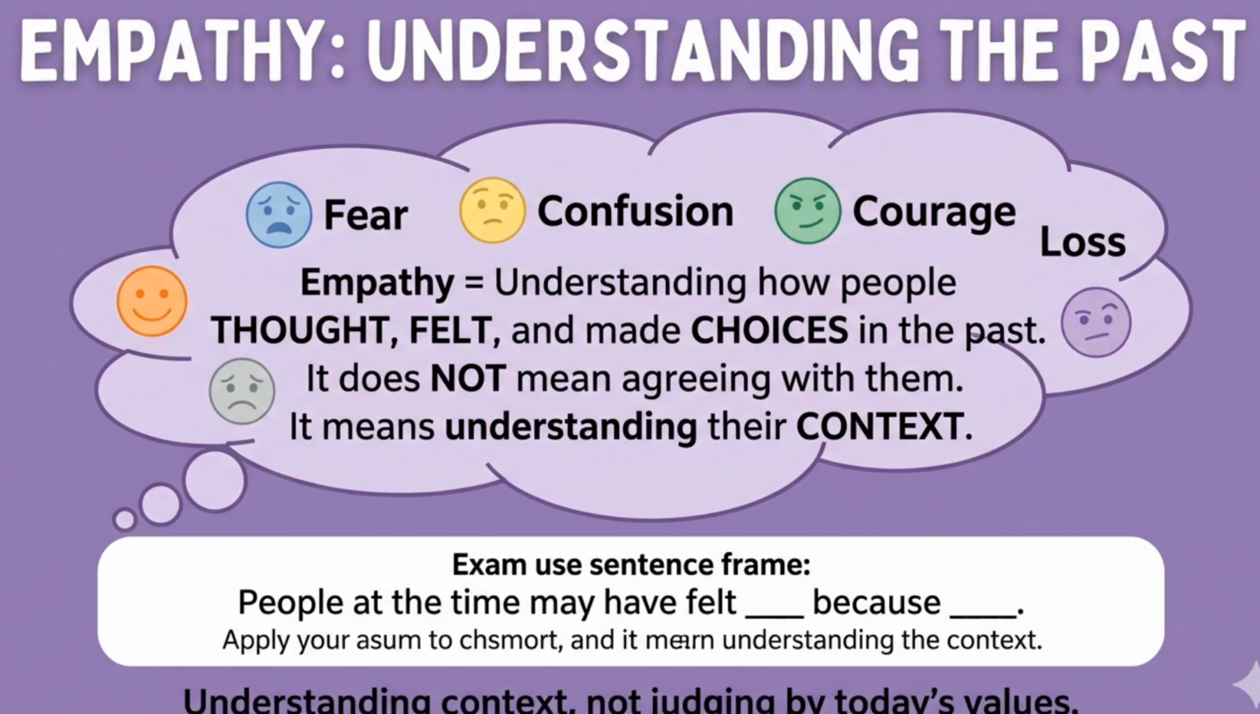People living through the Japanese occupation of Singapore in the 1940s felt fear, confusion, and deep uncertainty. They did not know how long the occupation would last. They did not know whether their families were safe. They had to make difficult decisions about how to survive under harsh conditions. Understanding that context helps you understand why people made the choices they did, and it stops you from judging them unfairly by what we know now. In your exam, empathy comes up when you are asked how people may have felt or reacted to an event.